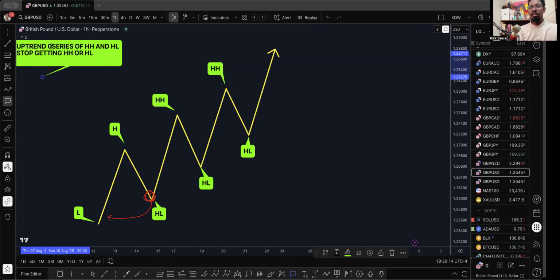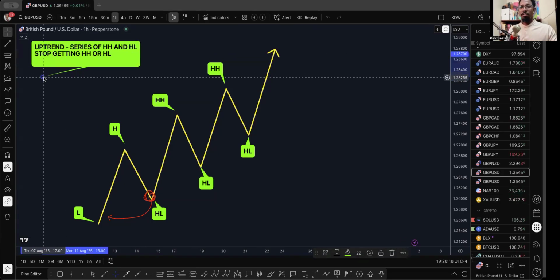An uptrend is a series of higher highs and higher lows. If we stop getting higher highs or higher lows, are we still in the uptrend? Yes or no? No. All right. Cool.